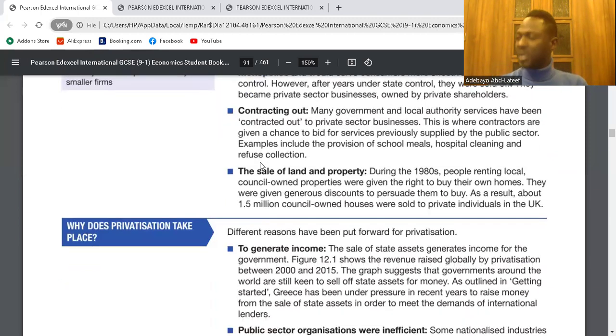The sale of land and property. So these days, government owns the land. It's for the government. So government sells it out to private sector businesses that need to build offices, factories, and the rest. Is it clear?